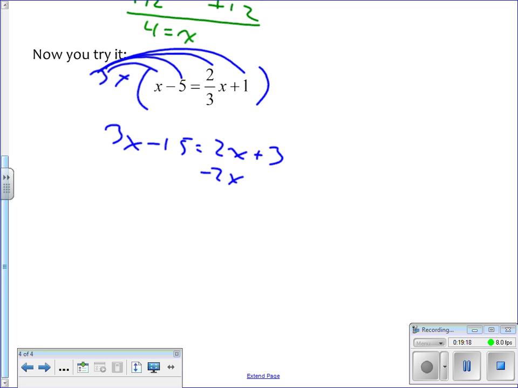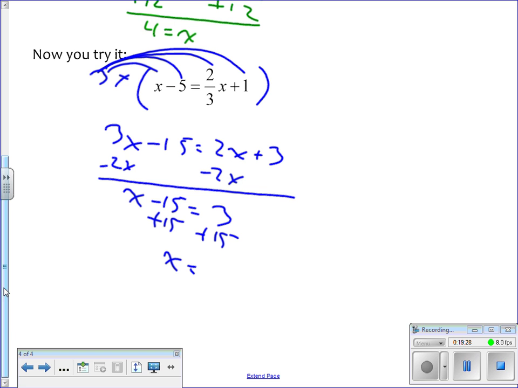Subtract 2x. X minus 15 is equal to 3. Add 15. X equals 18. Okay, easy to do. Questions?